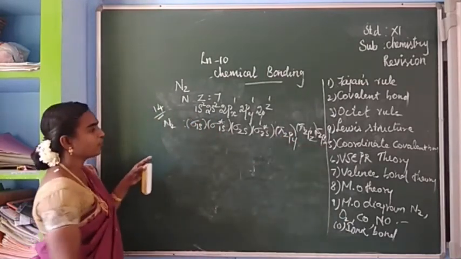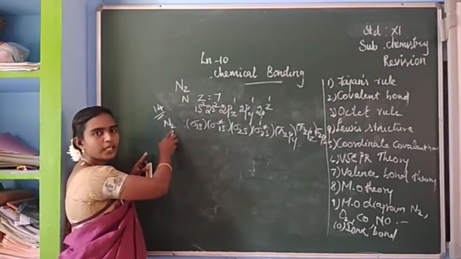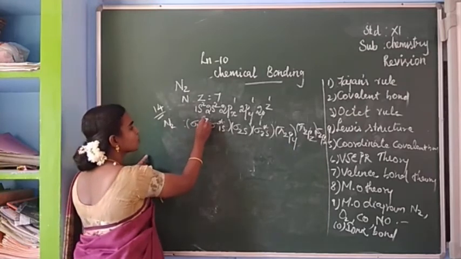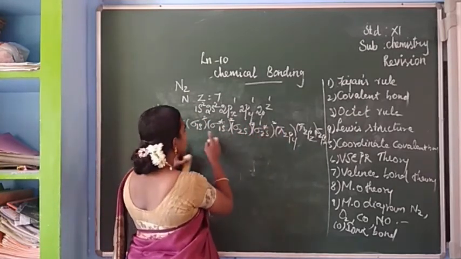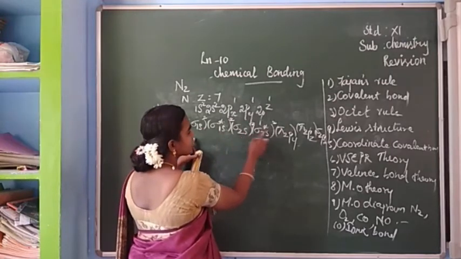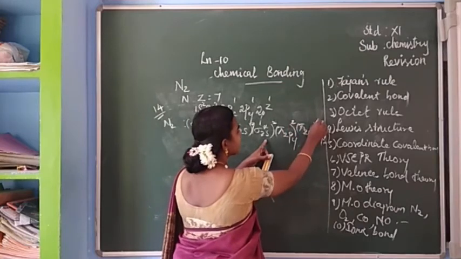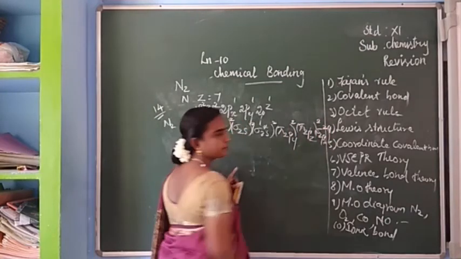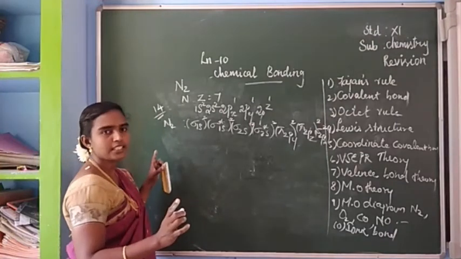So see here, we have to fill the electrons, isn't it? For the N2 molecule, the total number of electrons is 14. So 2, 2, here 2, here 2. So total 2, 4, 6, 8. Next here 2, 10, 12, 14. Is it clear? So the total number of electrons is 14.